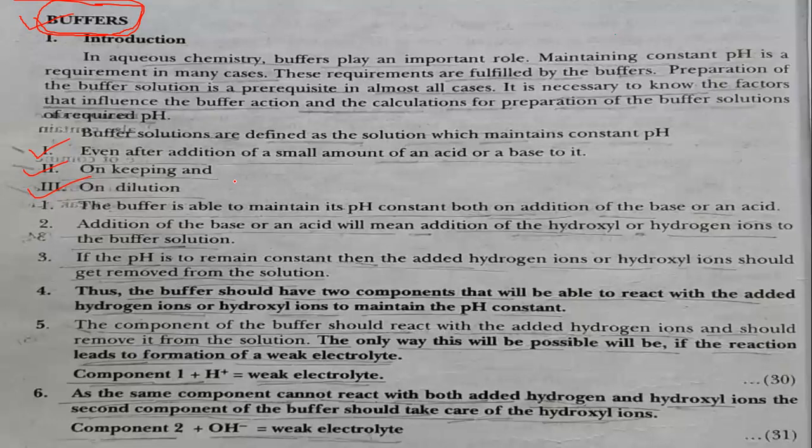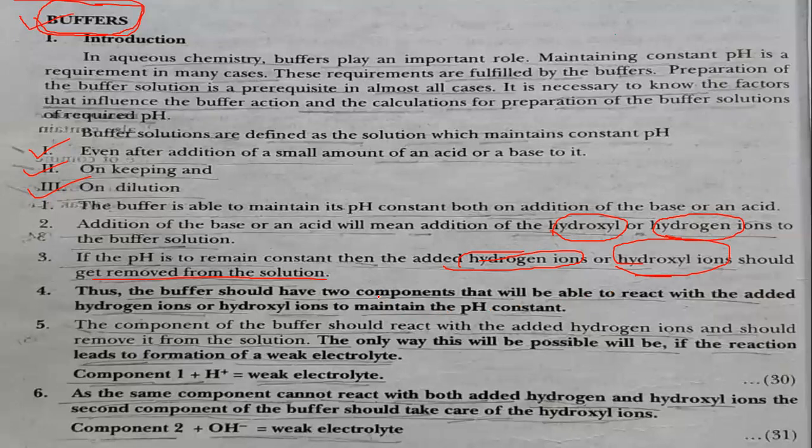Now, addition of base or acid means the addition of either hydroxide ions or H plus ions to the buffer solution. If pH remains constant, then the added hydrogen ion or added hydroxyl ion should get removed from the solution. This is very important. To maintain the pH constant, these ions should get removed from the solution. So to remove these ions, there must be two components, and those components must be able to react with either hydrogen ion or hydroxide ion.